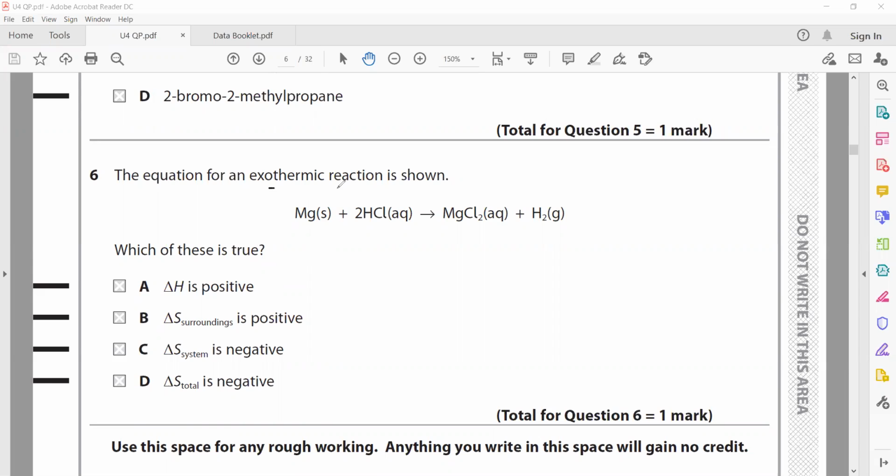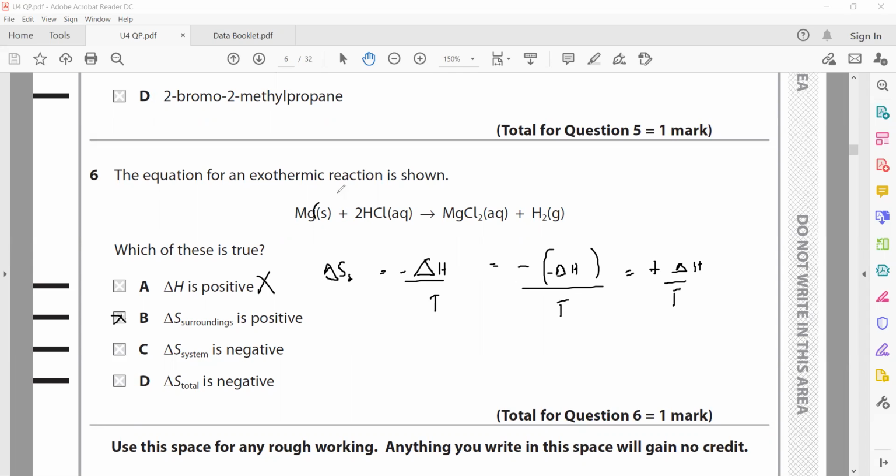So the reaction is exothermic. If the reaction is exothermic, the delta H cannot be positive. That's wrong. Enthalpy of the surroundings is positive. That's true. Why? Because the entropy of the surroundings is minus delta H by T. And if a reaction is exothermic, the enthalpy change is negative. If the enthalpy change is negative, the final answer will always be positive. So the entropy of the surroundings is positive. That's why.